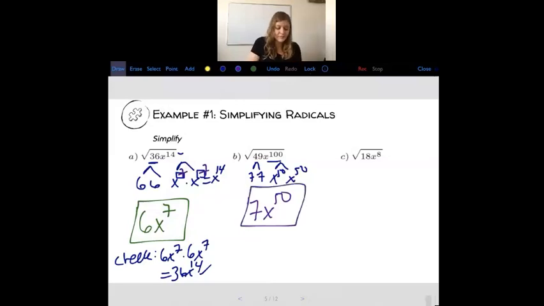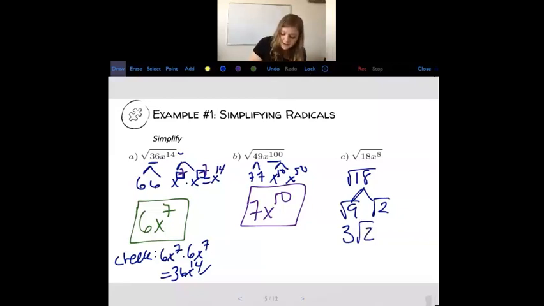So notice with both of these examples, the exponent, we cut it in half, and that's because we're taking the square root. Part C, 18x to the 8th. So 18 is not a perfect square, so we have to break this down. You can do 6 and 3, but I'm going to choose to do 9 and 2, because the square root of 9 is 3, and then the square root of 2 stays the square root of 2.